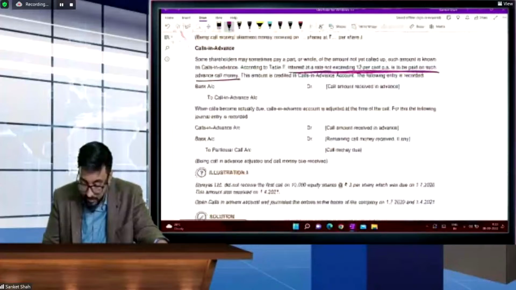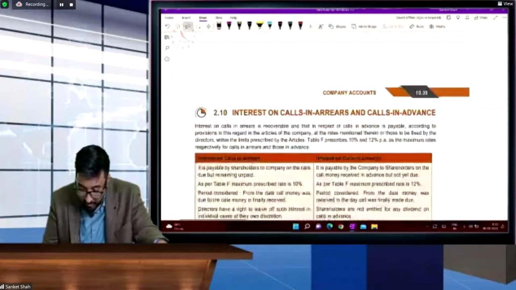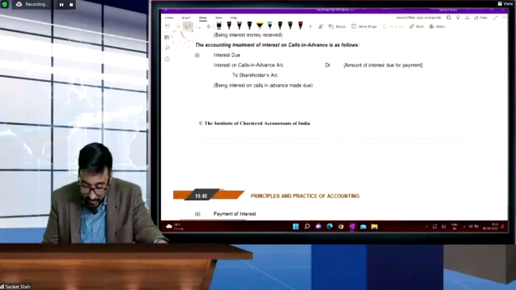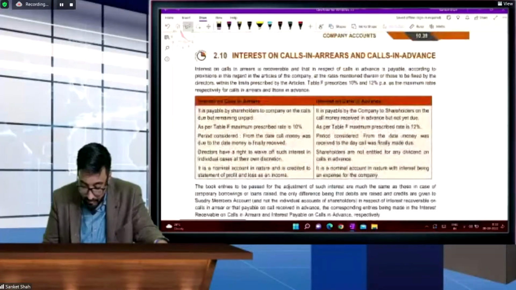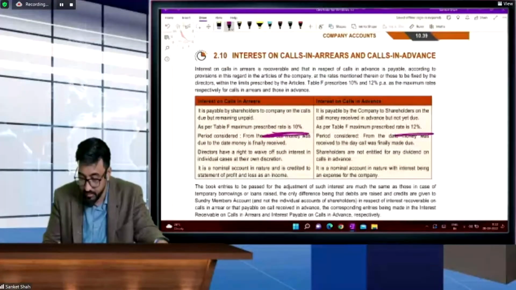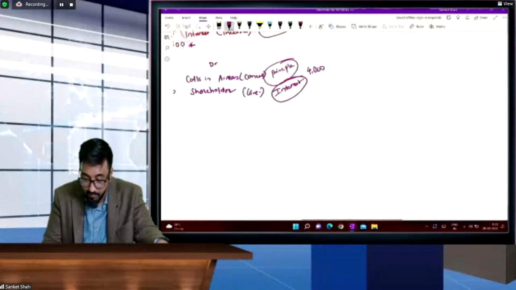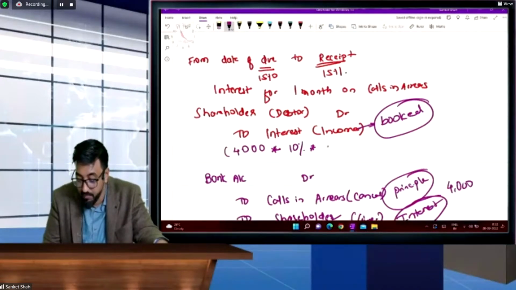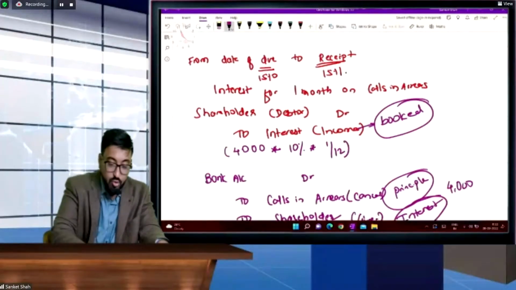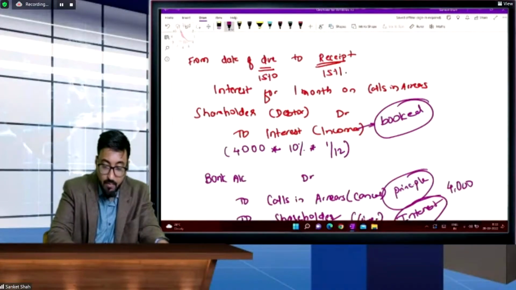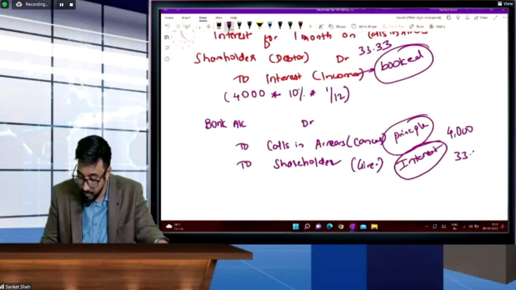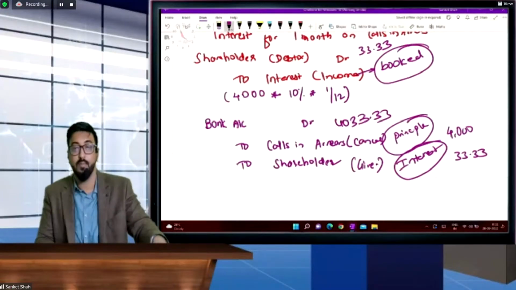Sorry, 12% and 10%, where has it been given? Yes, on calls in arrears, 10%. See, when there is income, 4,000 into 10% into 1/12. So 400 divided by 12 is 33.33 rupees. So amount that I will receive is 4033.33. You got this concept?